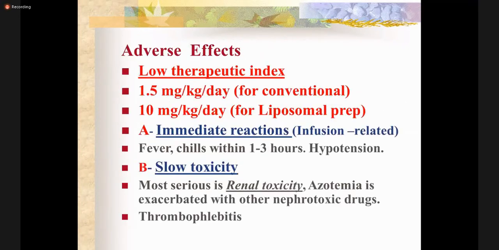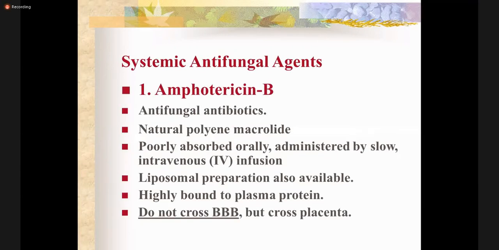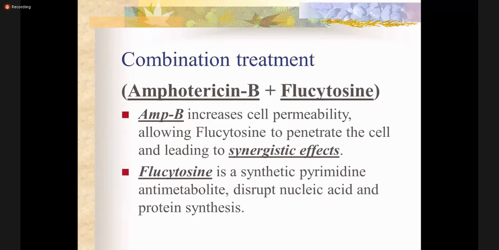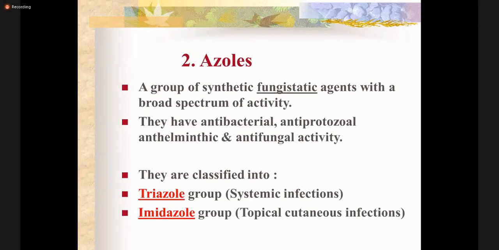Okay, so this is all about Amphotericin-B, which, as I told you, is the prototype of antifungal drugs, and that is used for emergency cases and for severe infection. Then the second type of drug commonly used for fungal infection is the azole. Azole is named basically due to its chemical structure. So it's a synthetic fungistatic agent. It's not fungicidal, it's a fungistatic agent with a broad spectrum of activity.